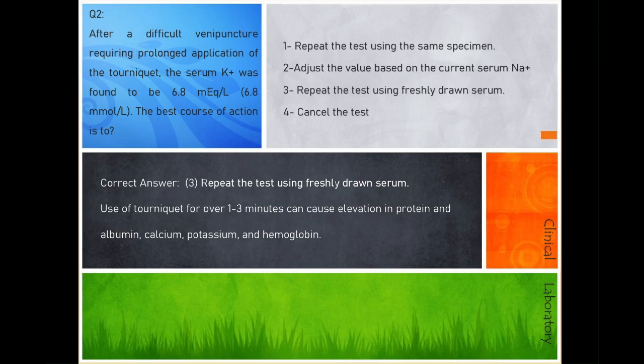Correct answer, 3. Repeat the test using freshly drawn serum. Use of tourniquet for over 1 to 3 minutes can cause elevation in protein and albumin, calcium, potassium, and hemoglobin.